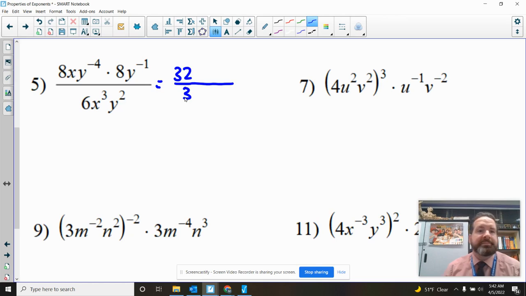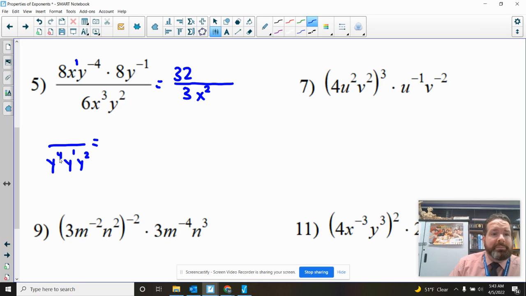3 on the bottom. Now let's check our x's. X to the first on the top, x to the third on the bottom. So that means there's an extra 2 x's on the bottom. Now for y's. Okay, I see I've got y to the negative fourth. So that means it's y to the fourth on the bottom. Y to the negative first is y to the first on the bottom. And there's also already a y to the second on the bottom. 4 plus 1 plus 2 is then overall going to be a y to the seventh on the bottom. So there it goes.